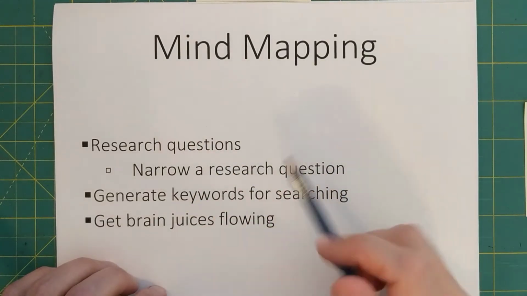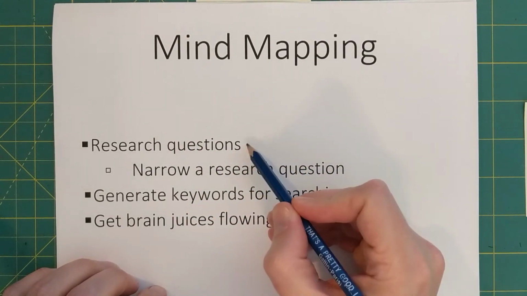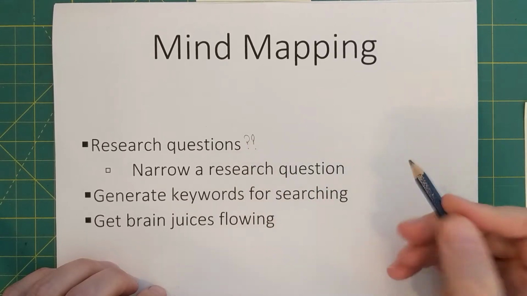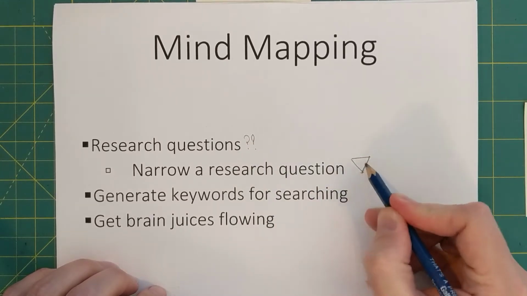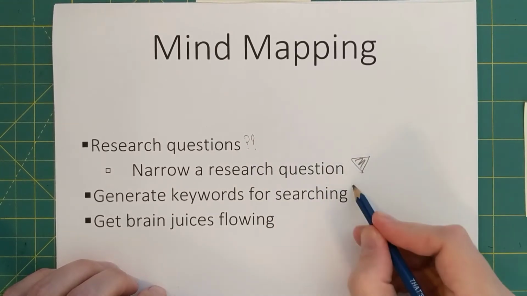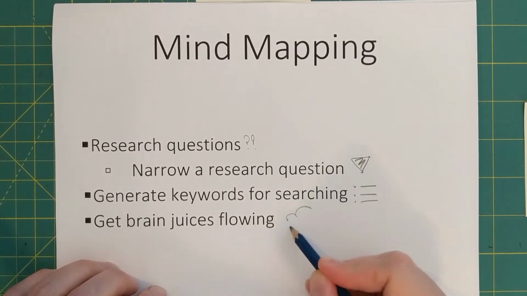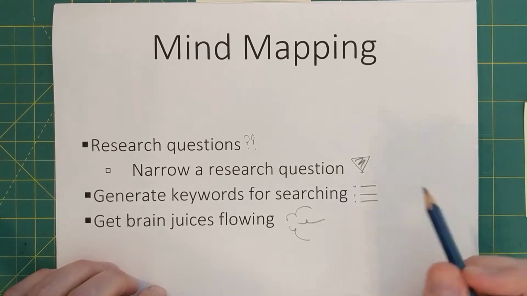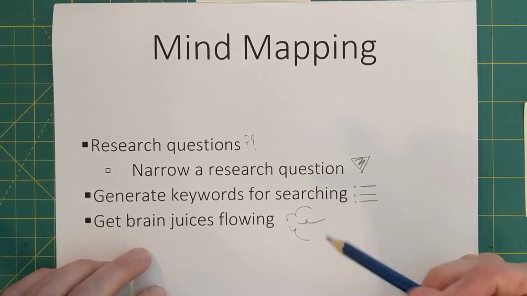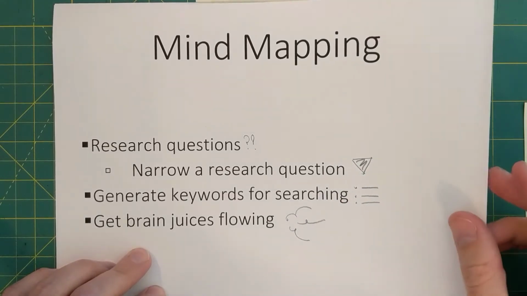So mind mapping is an exercise I like to go through if I need to generate some research questions or narrow down a research question, generating some keywords for your searching, or just to get the brain juices flowing. All these things can be useful for you at this point, and you can go back to it in your research. So I'm going to do an example.